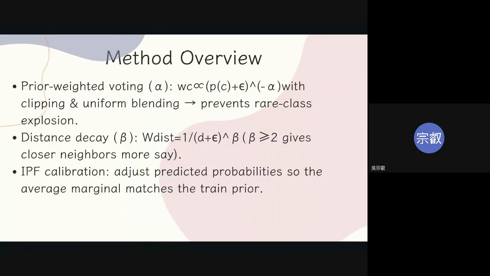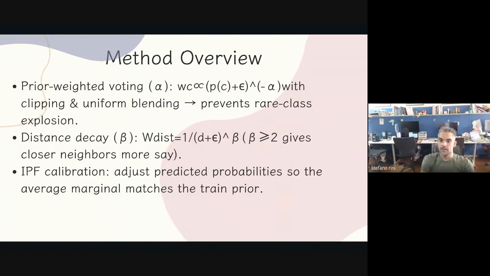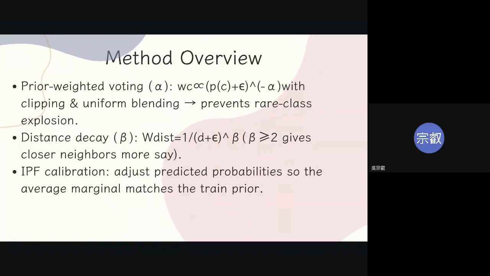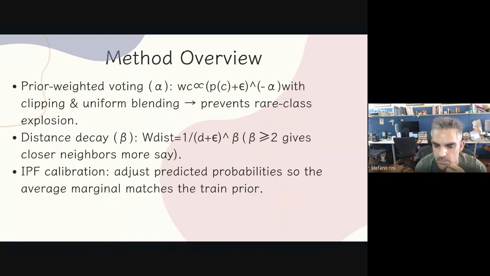We combine three simple pieces. First, prior weighted voting, alpha. Class weights scale inversely with the training prior P of c, with clipping and a bit of uniform blending to prevent rare class explosions. Second, distance decay, beta. Neighbor weights follow 1 divided by d plus epsilon to the power beta, so a larger beta gives closer neighbors more influence. Third, IPF calibration. We adjust predicted probabilities so the average marginal matches the training prior. Next page. What is IPF here? What does IPF stand for?